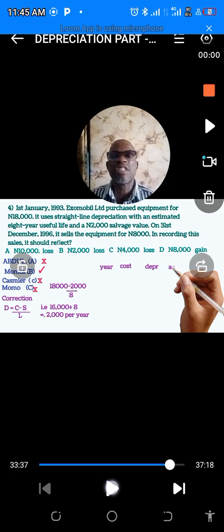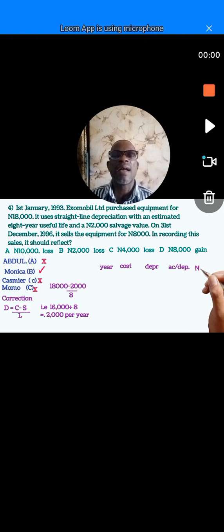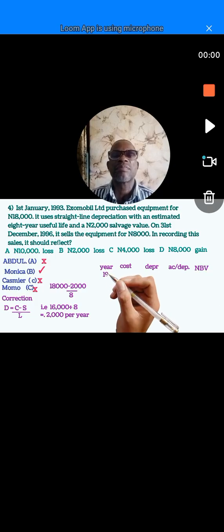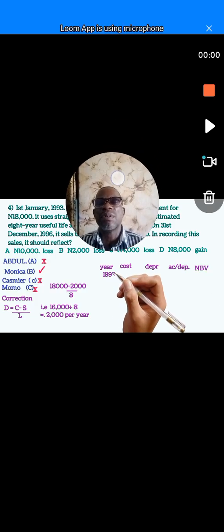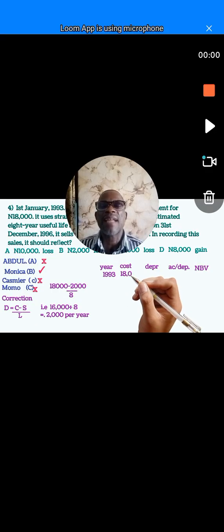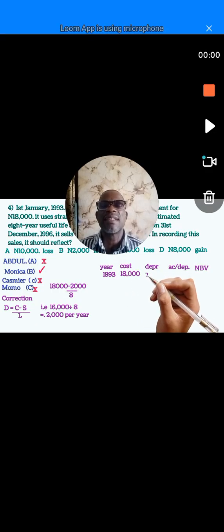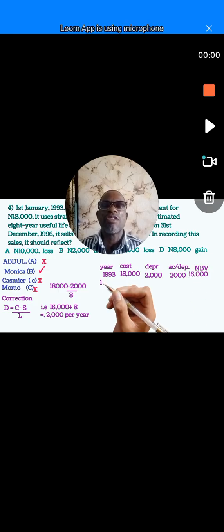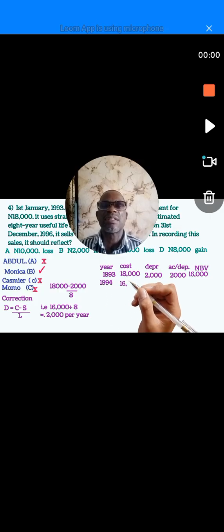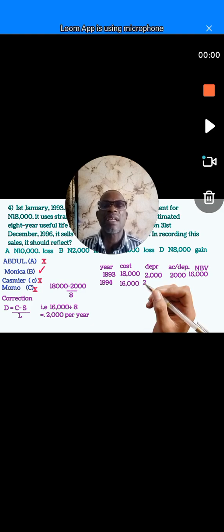Now for 1993, the cost of the asset is 18,000, depreciation for the first year is 2,000, accumulated depreciation is 2,000, while the net book value is 16,000. For the second year, 1994, the cost brought down is 16,000, depreciation 2,000, accumulated depreciation is 4,000, net book value is 14,000.